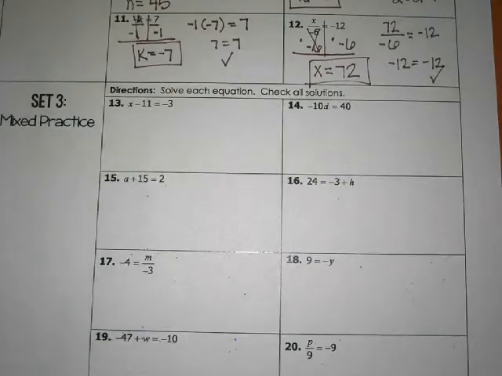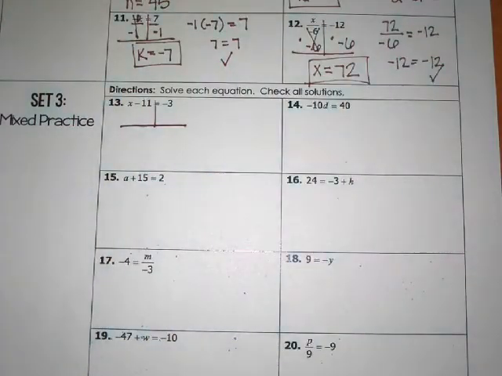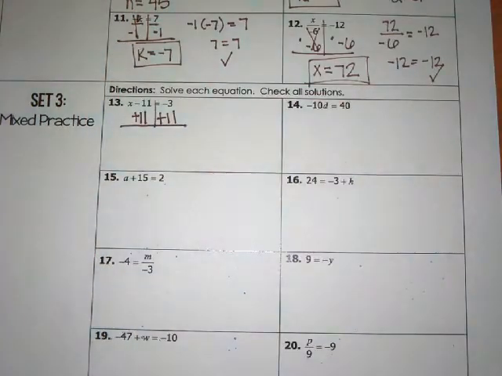All right, so here we go. Let's answer these questions. Number 14. Tell me what you did, not the answer, tell me what you did to number 13. Perfect. So you're going to add 11 to both sides. So then, nope, I don't have a 24. 15?